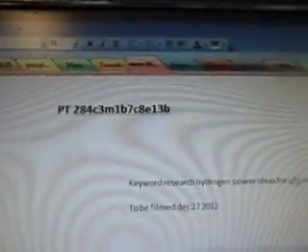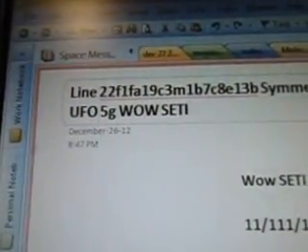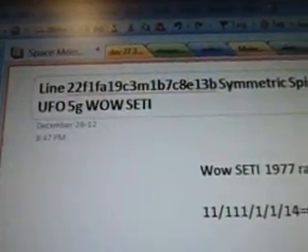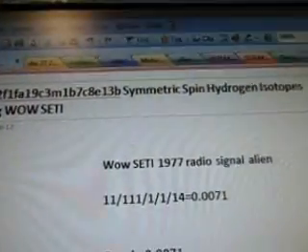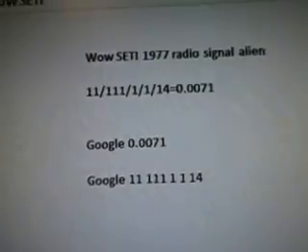This is part 284C3m1b7c8e13b. Line 22f1fa19c3m1b7c8e13b. Symmetric spin hydrogen isotopes UFO 5G Wow Seti. Here's the alien radio signal.